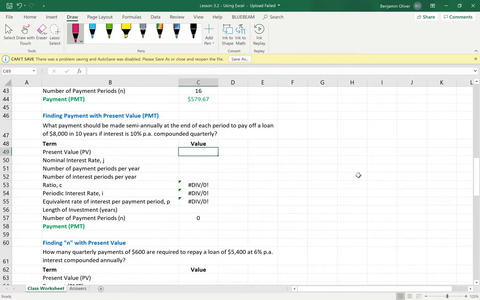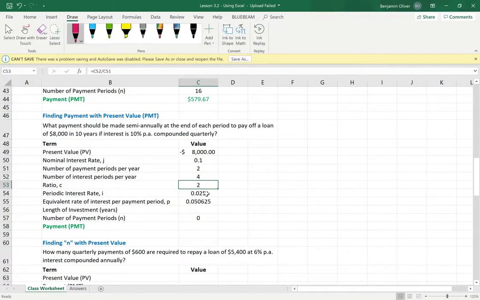Okay. So what payment should be made semi-annually at the end of each period to pay off a loan of $8,000 in 10 years if interest is 10% per annum compounded quarterly? So we know that our loan is $8,000. That's our present value. So remember, it's negative 8,000. Our nominal interest rate is 10% or 0.10. Our payment periods, well, it said the payments are made semi-annually. So number of payment periods is 2. Our number of interest periods per year, interest is again compounded quarterly. So that means it's 4.